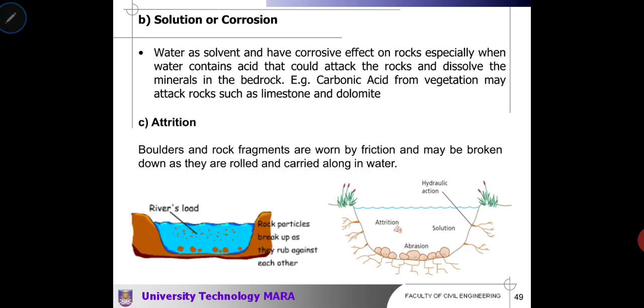And then you have solution or corrosion. Water acts as a solvent and has a corrosive effect on rocks, especially when water contains acids that can attack the rocks and dissolve the minerals in the bedrock. For example, carbonic acid from vegetation may attack rocks such as limestone and dolomite. Number three is attrition. Boulders and rock fragments are worn by friction and may be broken down as they are rolled and carried along in water.